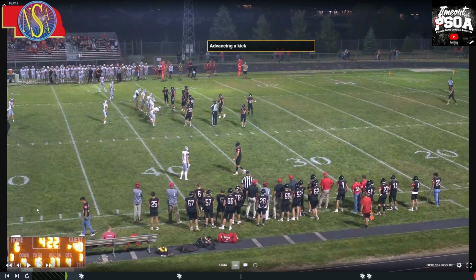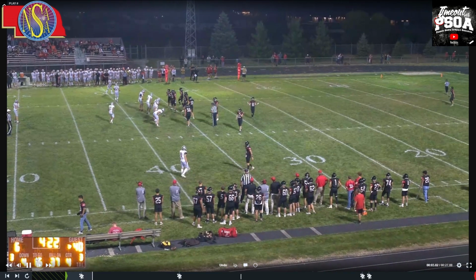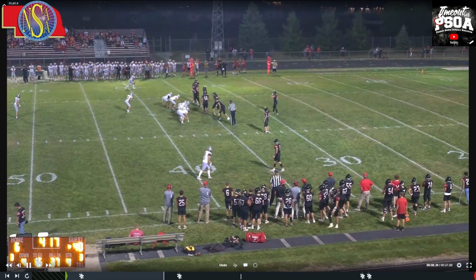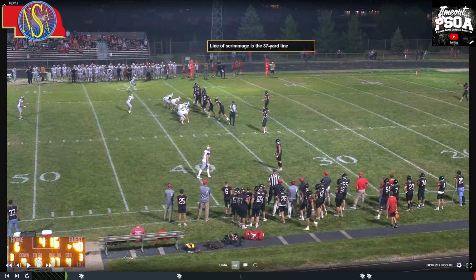All right, so advancing a kick. Who can advance a kick, and when and where on the field can these players advance the kick? So we're snapping at the 37-yard line.